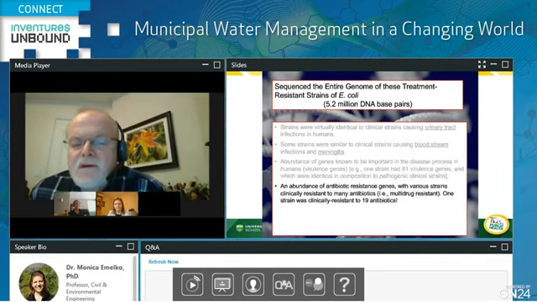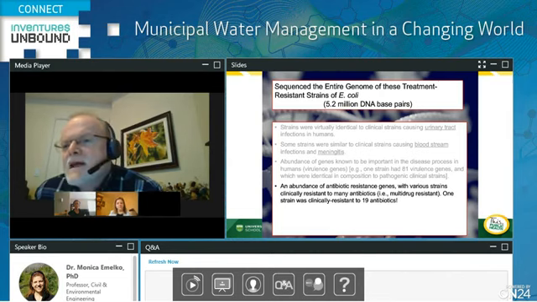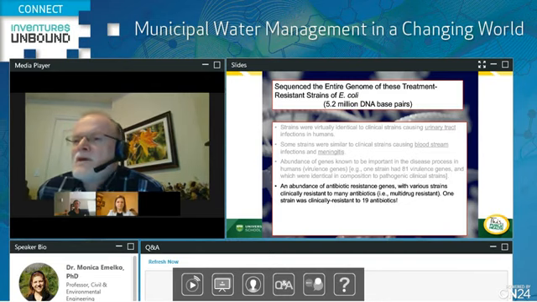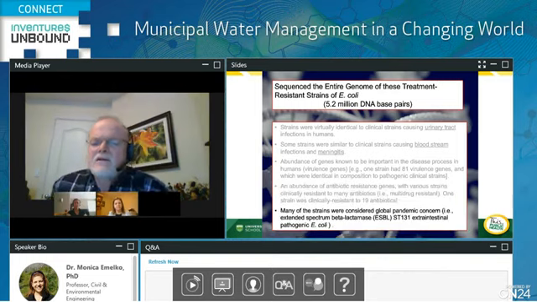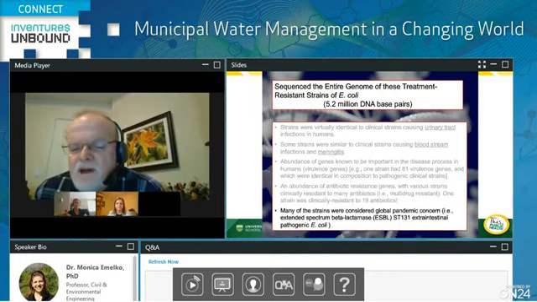Not only that, but they also carried an abundance of antibiotic resistance genes, with various strains clinically resistant to many antibiotics. We went in and tested the antibiotic resistance of these, and we found that many of them were multi-drug resistant. Not only were they multi-drug resistant, but they were multi-generational and multi-class resistant, across a wide range of classes of antibiotics. And one strain was clinically resistant to 19 antibiotics out of 27 that we tested it against.